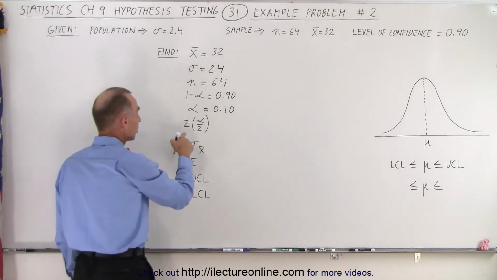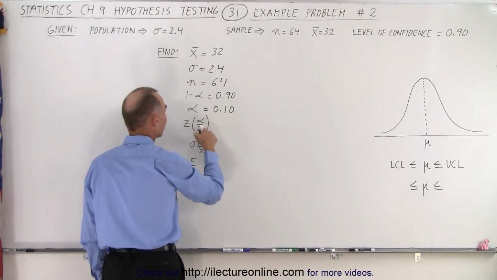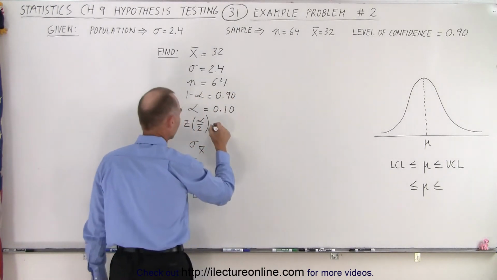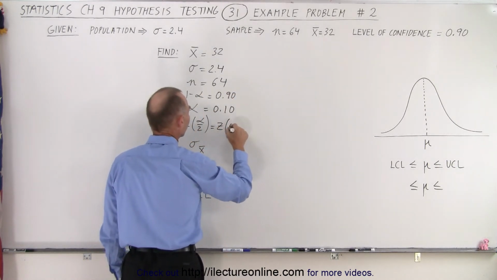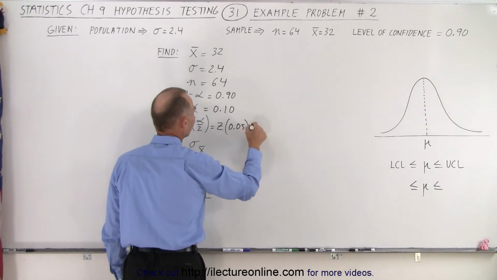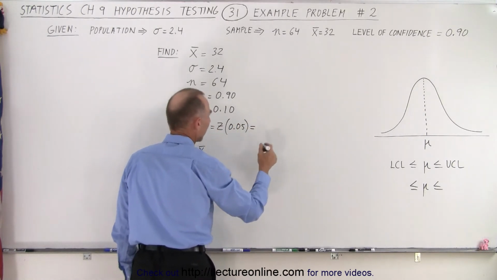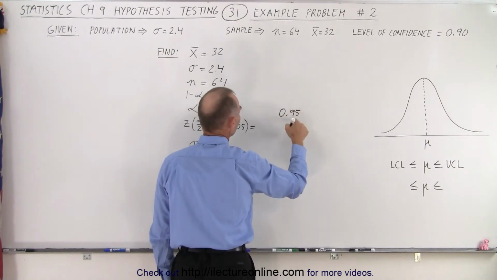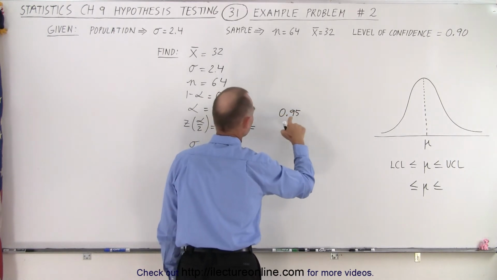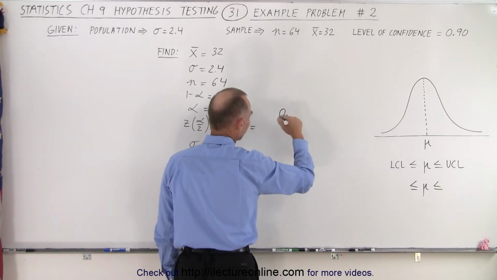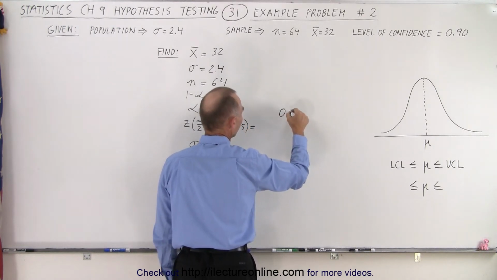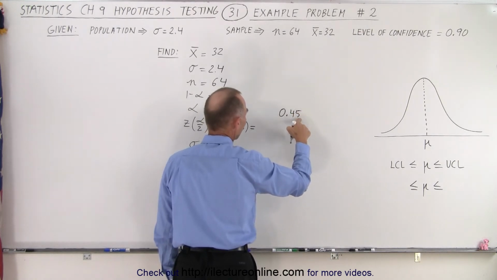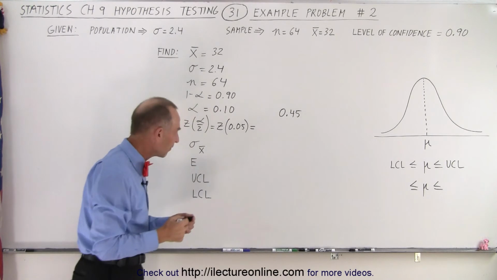Now what we need to do here is find the z-score of the half level of significance because we have a two-tailed problem. And so this would be equal to the z-score of 0.05. That would be the same as looking for 0.95 and finding the z-score off of that. Oh, not 0.95, because we're doing a two-tailed problem, so this would be 0.45. So that would be 5% away from 0.5 or 50%.